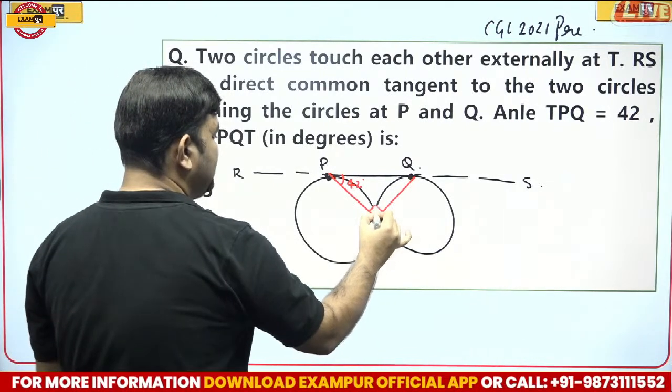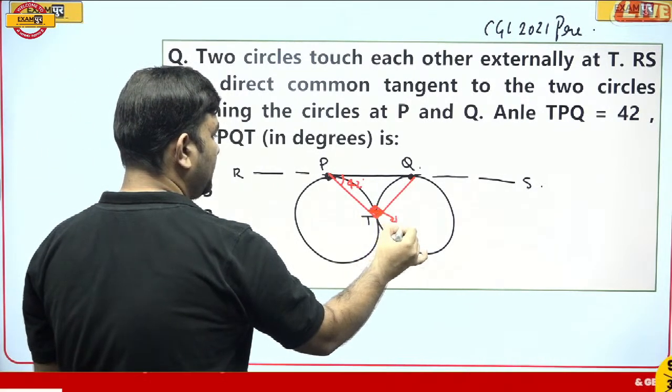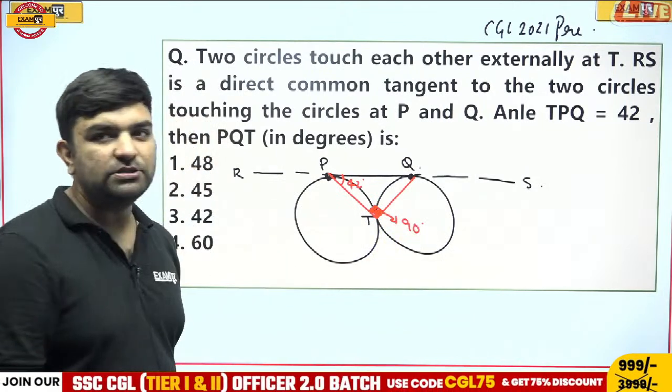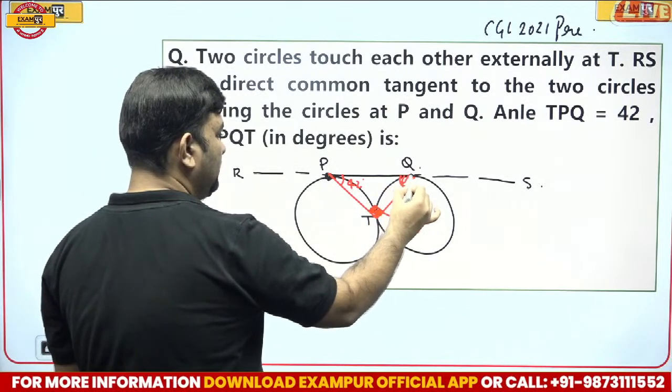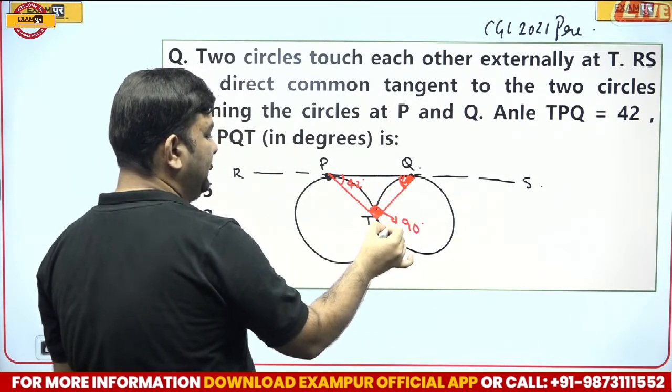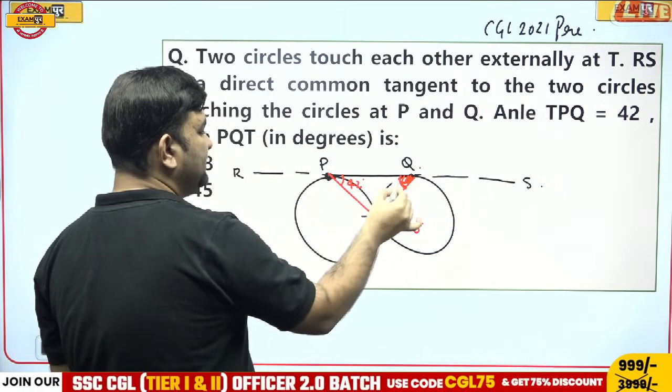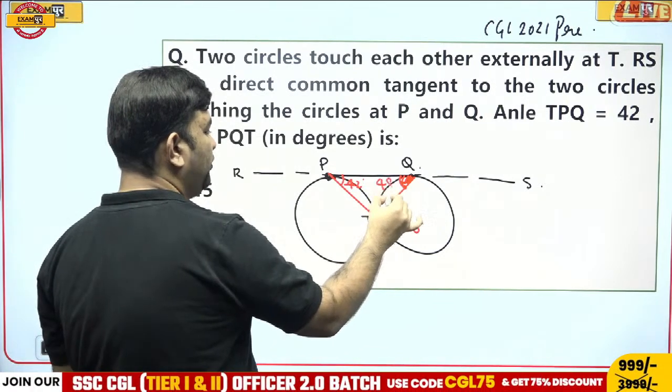Guys, this angle is always 90. So this is the remaining one. 42 plus 90. If this is 90, the sum of these two should also be 90. So 48 is the answer.